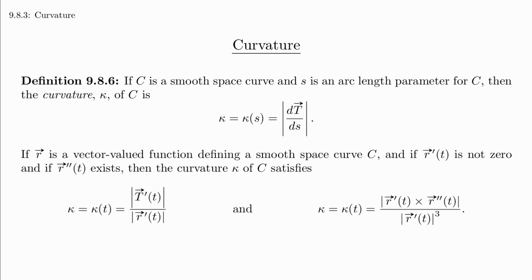If we have a general parameterization, then we need to do more work. There are two other formulas that you can use for the curvature when you only have a general parameterization. The first one is derived by applying the chain rule, and it's just straightforward algebra and calculus. The second one uses a more vector-based approach.